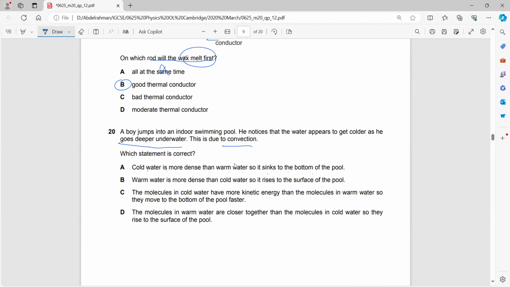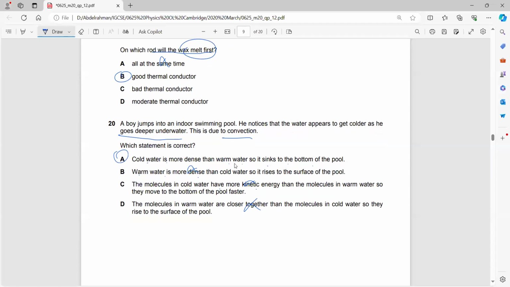I think this is correct. Let's check the others. Warm water is more dense. Wrong. It's less dense. The molecules in cold water have more kinetic energy. Wrong. The molecules in the warm water are closer together than the molecules in the cold water. Again, this is wrong. So the only correct answer would be A.